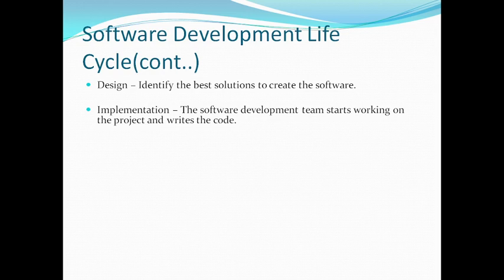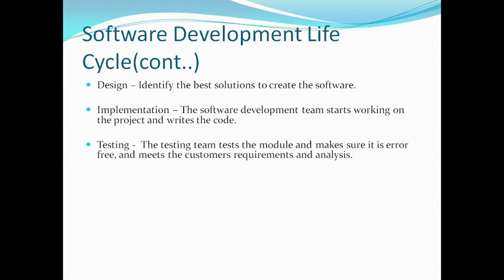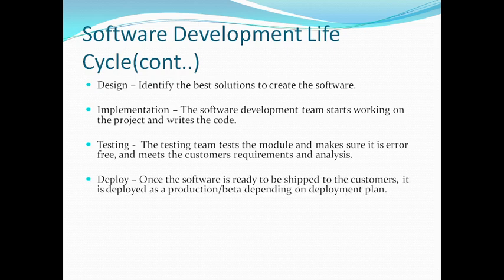the code. Once the code is completed and when the developers feel that the software is made, they pass it on to the QA team for testing. In the next phase, the testing team tests the module and makes sure it is error-free and meets the customer requirements. In the testing phase, the team goes through software testing lifecycle. Once they give the go ahead that the software is working according to the requirements, we move on to the next stage, that is deployment.